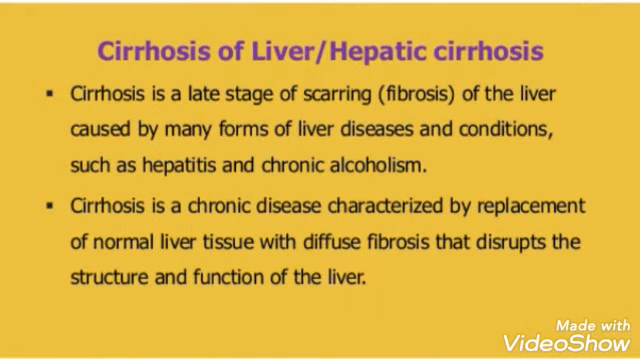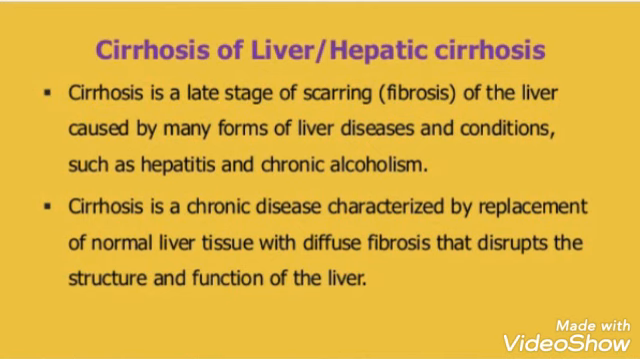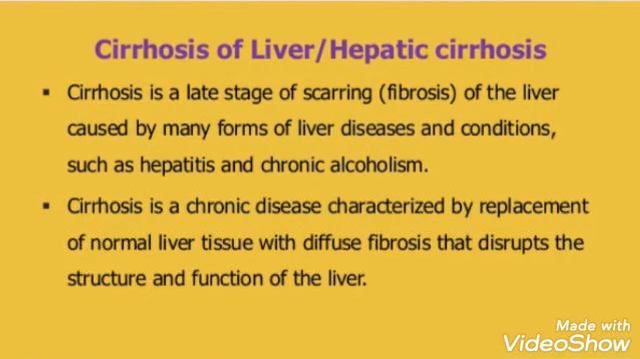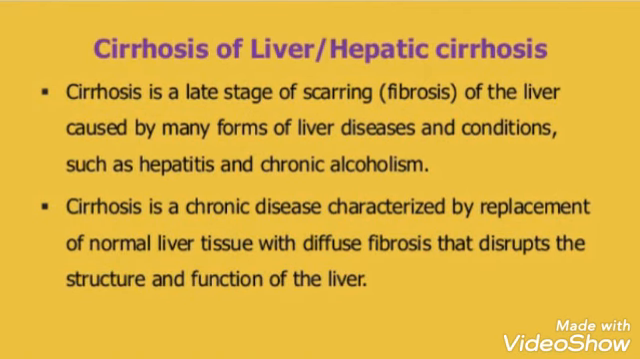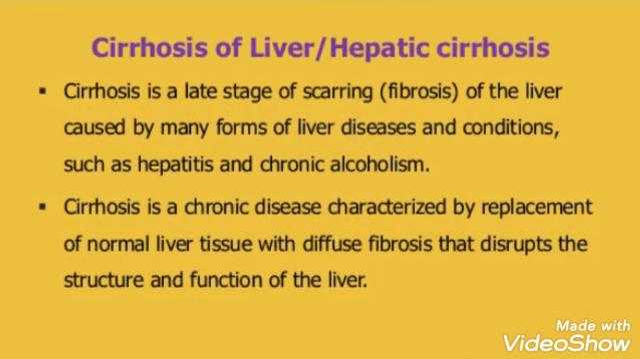Cirrhosis of liver or hepatic cirrhosis. Cirrhosis is the late stage of scarring, that is fibrosis of the liver, caused by many forms of liver diseases and conditions such as hepatitis and chronic alcoholism. Cirrhosis is a chronic disease characterized by replacement of normal liver tissues with diffuse fibrosis that disrupts the structure and function of the liver. In cirrhosis, the liver gets eroded, or scarred.